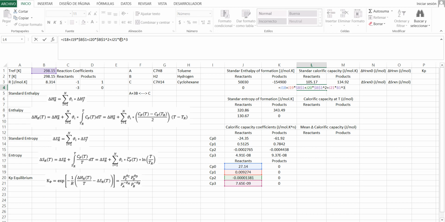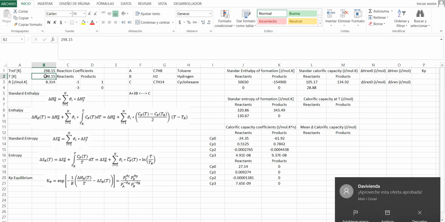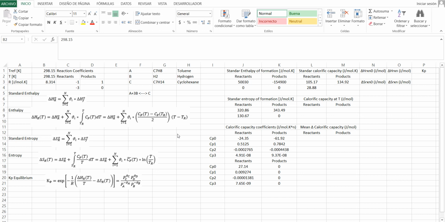Okay, and that would be the standard calorific capacity for hydrogen at 298.15 Kelvin. So what we're going to do next is exactly the same thing, but this time we're not going to calculate it at the standard reference temperature, but at a temperature that we would like to enter in this program. In the first point, it is asked that we do it for 298 Kelvin, but next they're going to ask us to do it at different temperatures. So it would be the same equation that we used before.